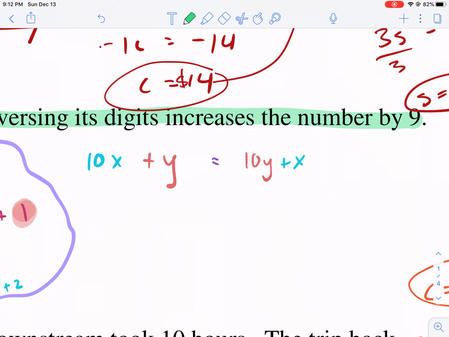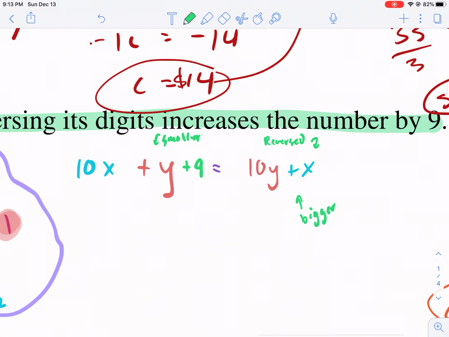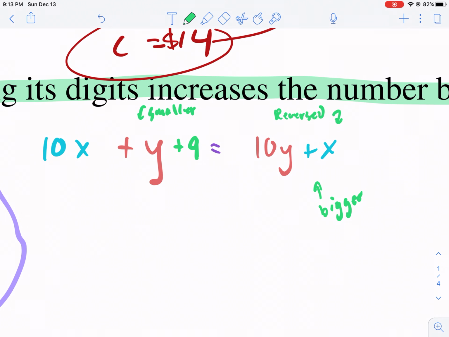Well, if it increases it by 9, remember this is reversed right here. So it increases that number by 9. So if it's increased by 9, then we have to add 9 to the smaller number. This number is smaller, so we have to add 9 to it for it to be equal. This is the most complicated part right here. I would go back and rewatch this if you can, just to understand this concept, that you have to add 9 to the smaller number to get the bigger number where you reverse the digits. Because remember, it increases the number by 9. That means you have to add 9 to the smaller number to get to the bigger number.